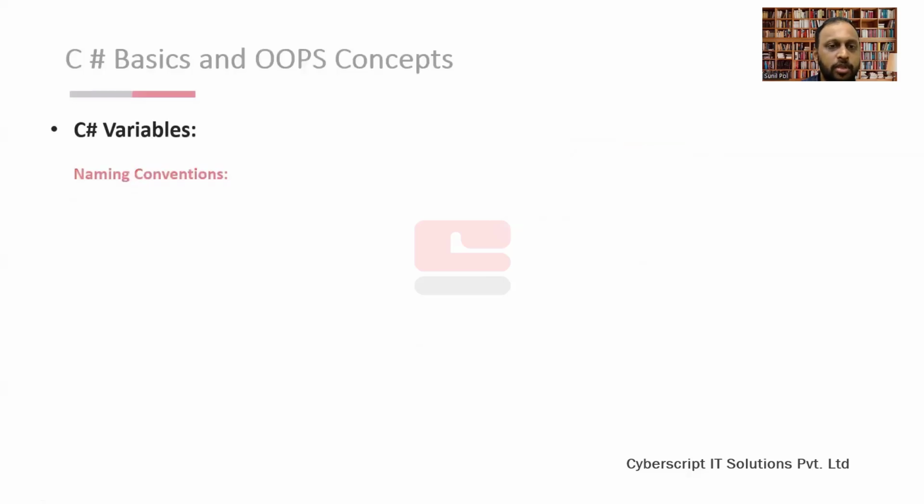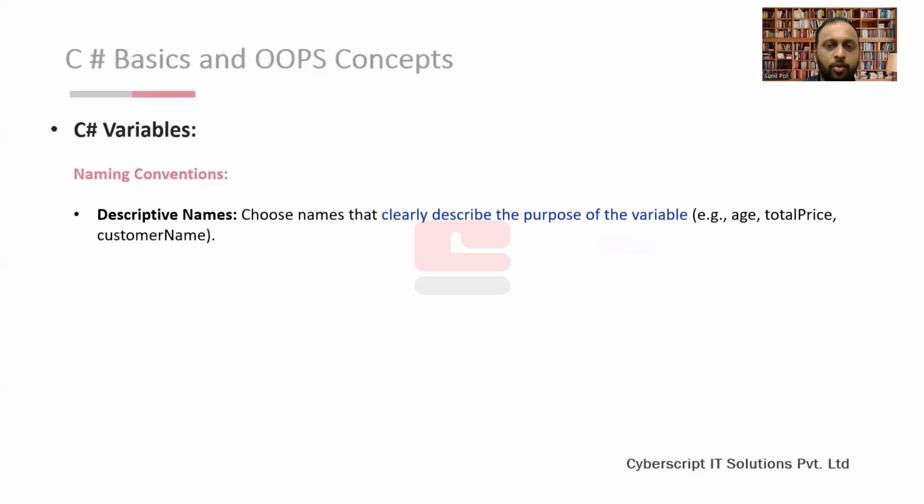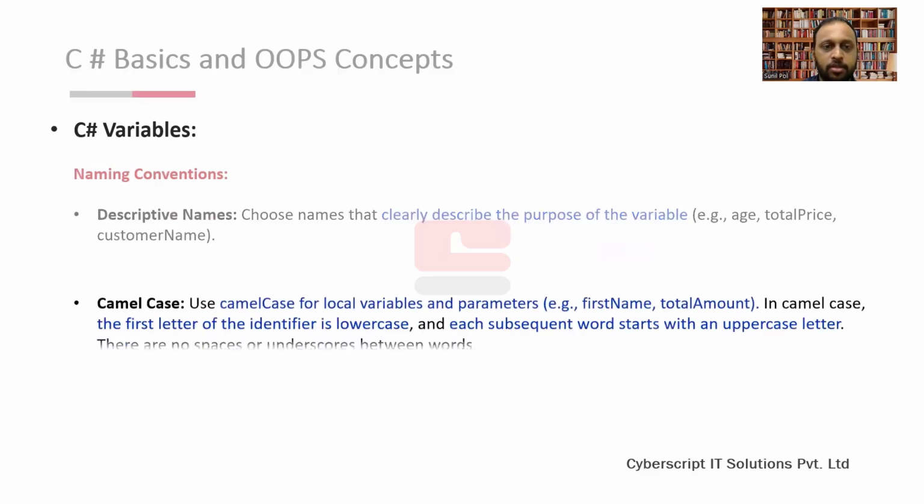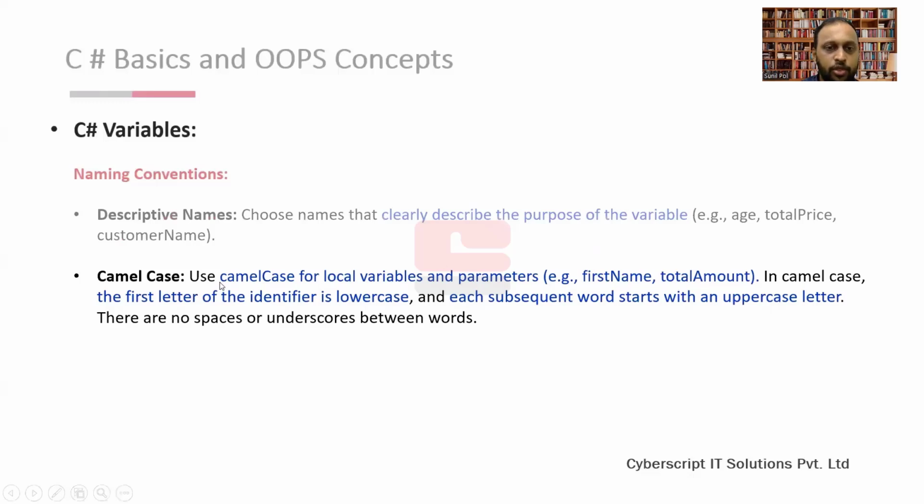Developers also need to follow some naming conventions whenever they want to declare variable names, function names, and classes. Descriptive names: choose names that clearly describe the purpose of the variable, like age, totalPrice, customerName. So the developer has to use descriptive names instead of short names. Camel case: use camel case for local variables and parameters. Whenever you want to declare local variables or function parameters, you need to follow camel case. It is a good practice.